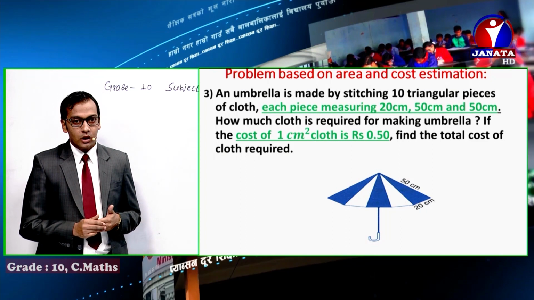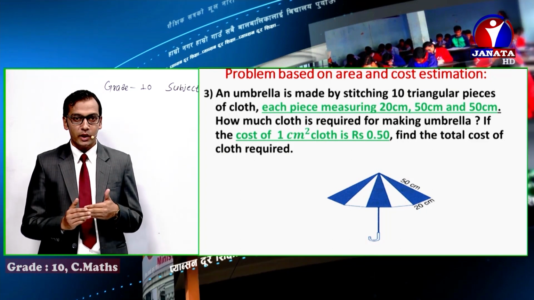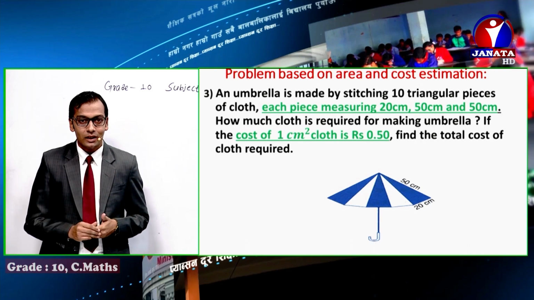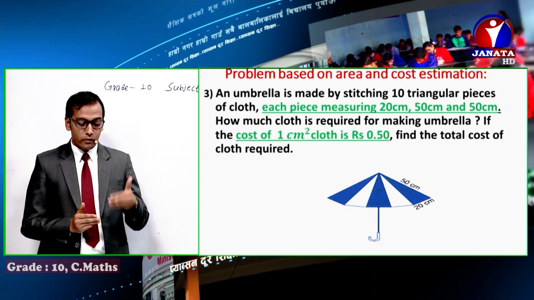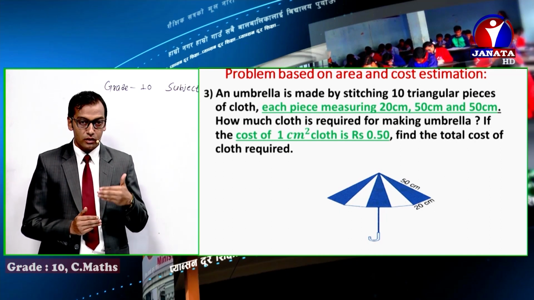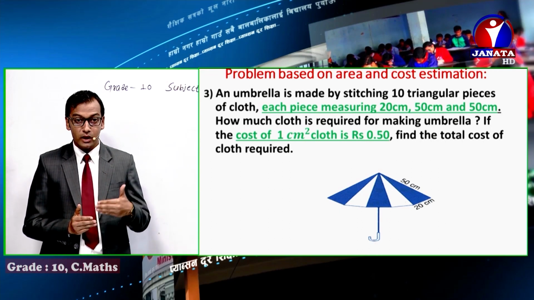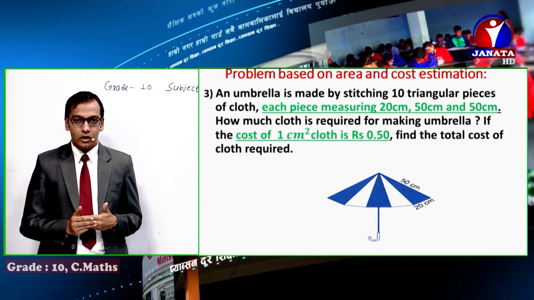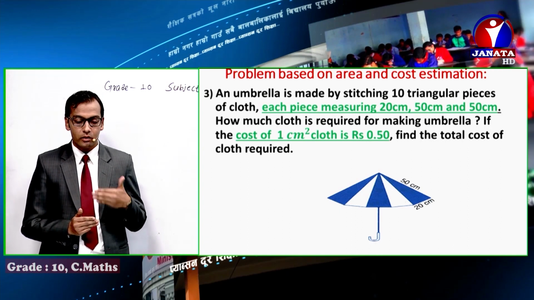So in the beginning of class, let me read out today's question. Two sides of a triangle are equal, and an umbrella is made by combining 10 triangular pieces. In fact, there are two questions. In the first part, the question asks how much cloth is required for making the umbrella. That means we need to find the total area of the umbrella. It is made by combining 10 triangular pieces.